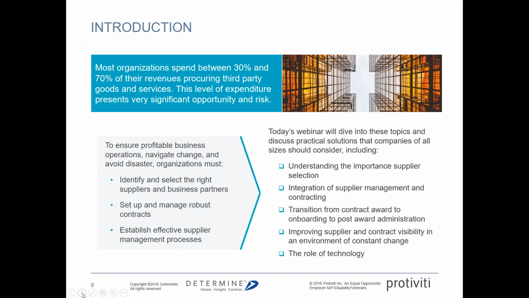So for starters, most organizations spend between 30 and 70% of their revenues procuring third-party goods and services. It should come as no surprise that this level of expenditure represents a very significant opportunity if managed effectively, as well as a significant amount of risk if left unmanaged. When you think about the end-to-end sourcing and source-to-pay lifecycle, we often see gaps in how the process is managed, the roles and responsibilities within the process, and the technology that supports it.